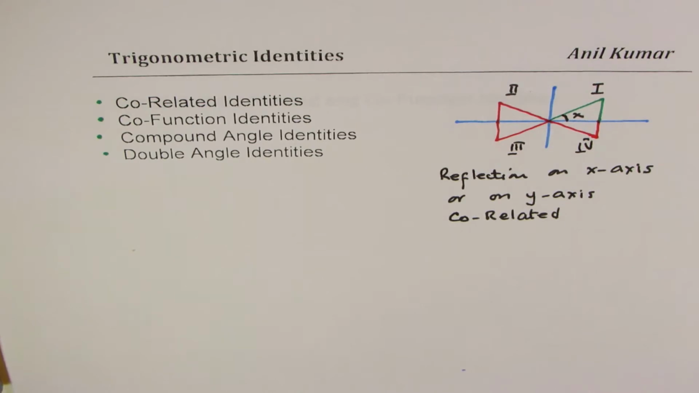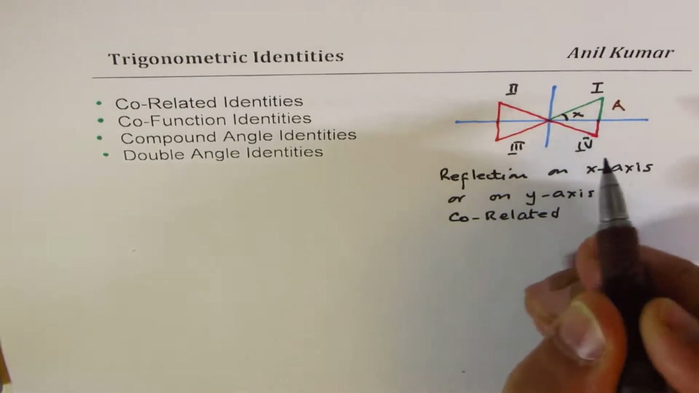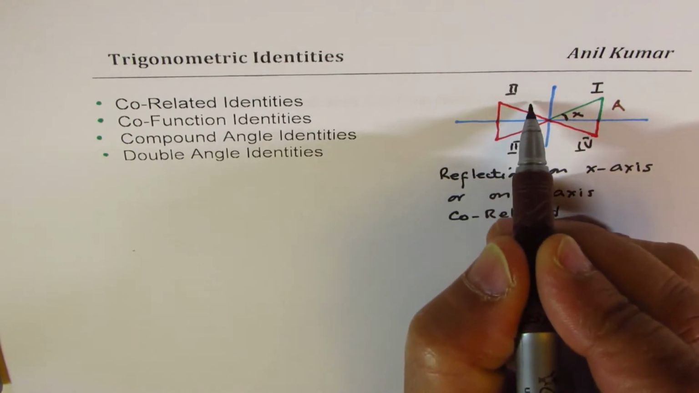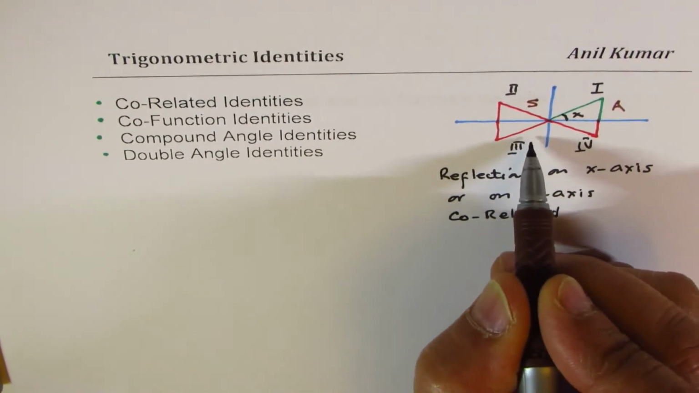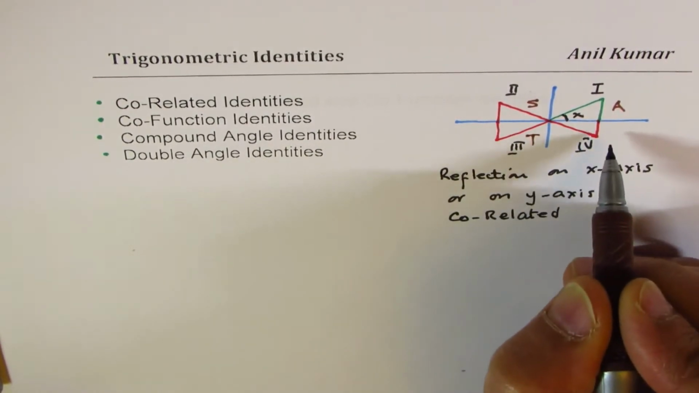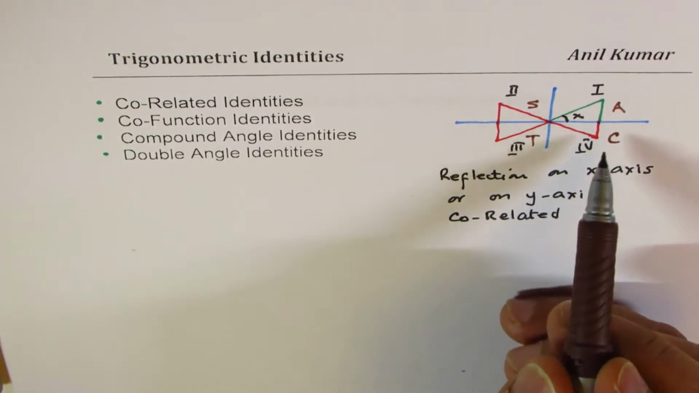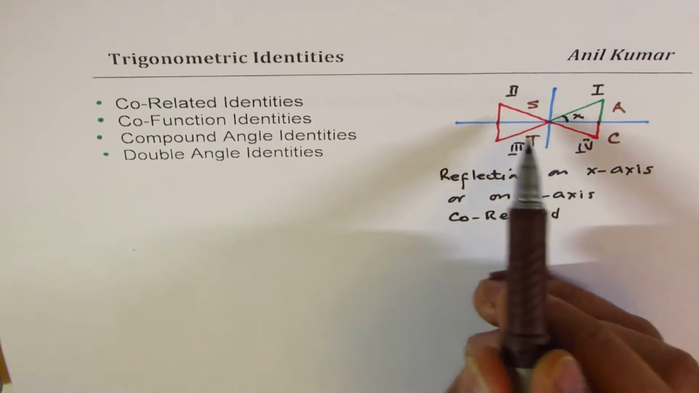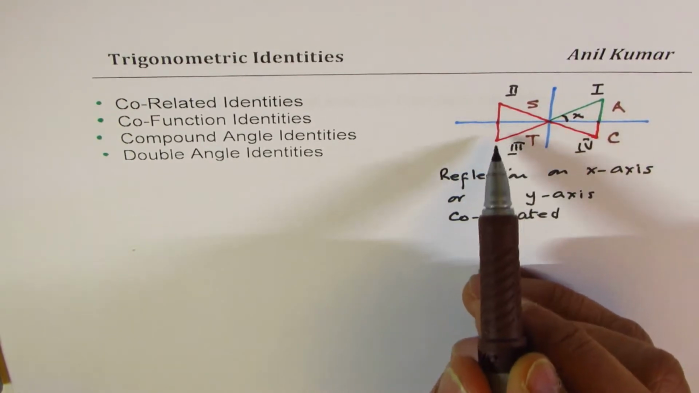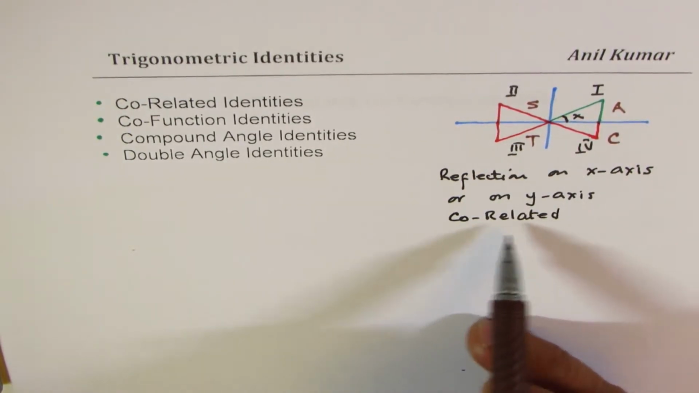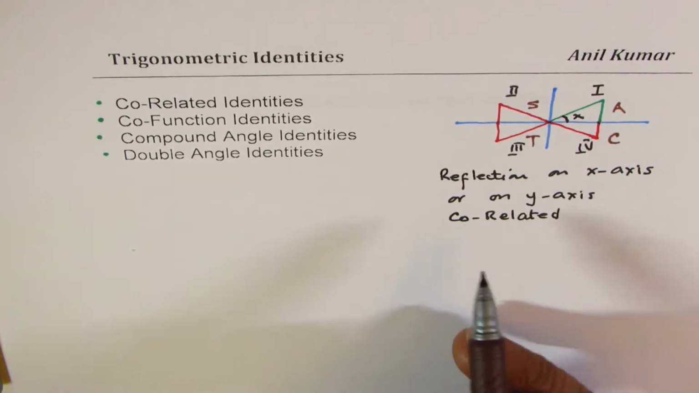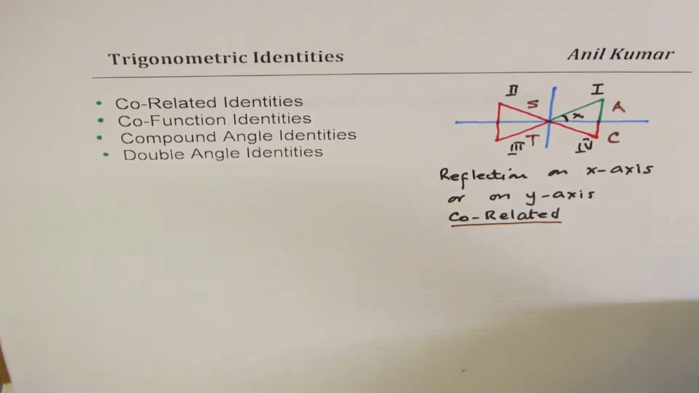In each quadrant, in the first quadrant, all are positive. So let me write A here, saying that all are positive. In the second quadrant, sine is positive. In the third, tan is positive. And in the fourth, cosine is positive. So based on which quadrant the triangle is in, correlated identities can be remembered.